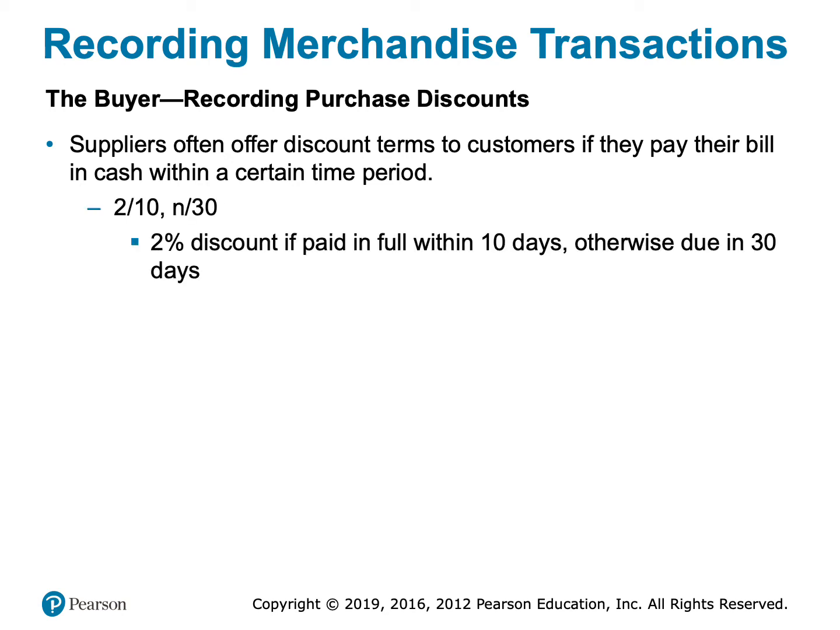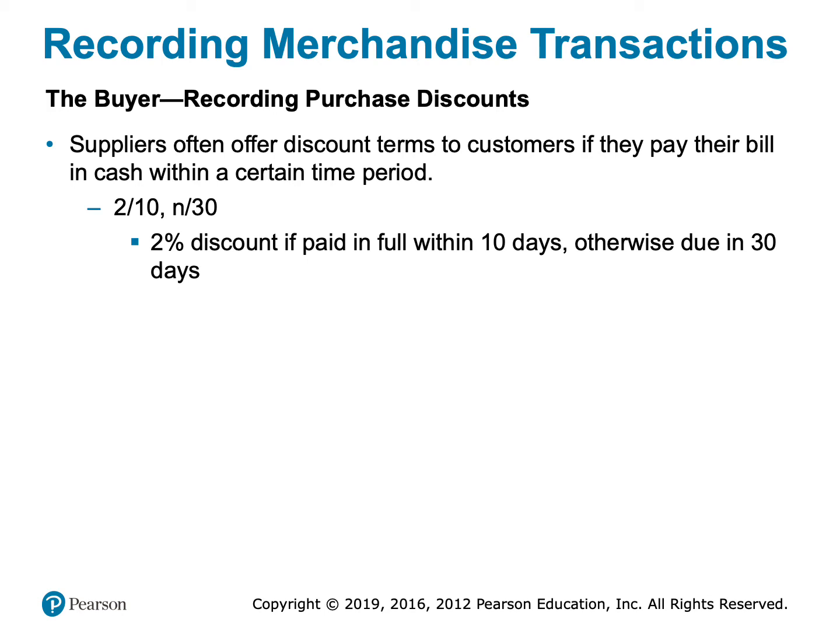So the first number we see is always the percentage of the discount. So in this case, it's a 2, so it's a 2% discount. If it was a 1, it would be a 1% discount. If it was a 3, it would be a 3% discount. So the 2 is the 2%. The number after the slash is how many days we have to pay to get the discount. So this means we get a 2% discount if we pay our bill in 10 days.